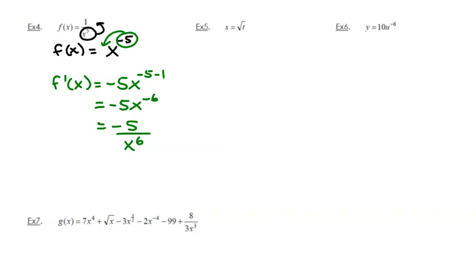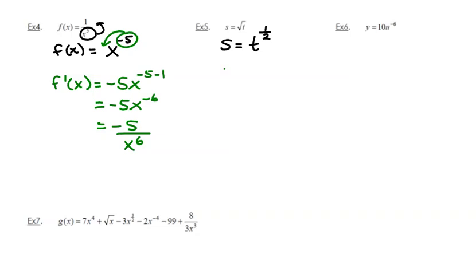The next one, example number 5, same sort of thing. Like that root really bugs me because it doesn't look like a power function. And so I'm just going to rewrite it. I'm not going to take the derivative yet, but I'm going to rewrite it with an exponent that means square root. So the square root is anything to the power of 1/2. I haven't done anything, I just rewrote it in the exponential form instead.